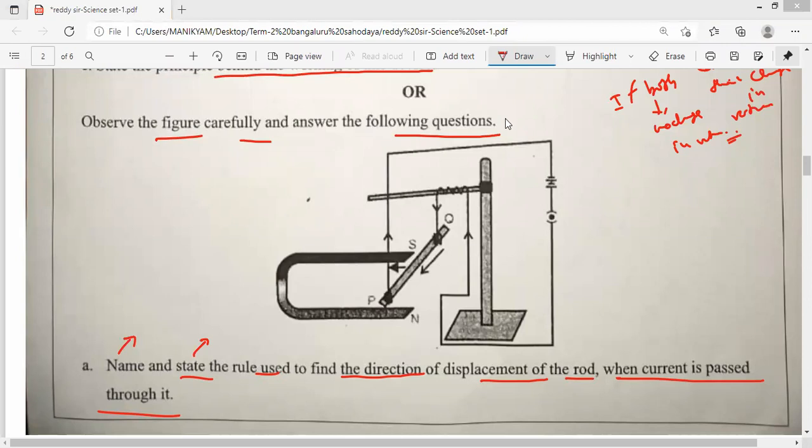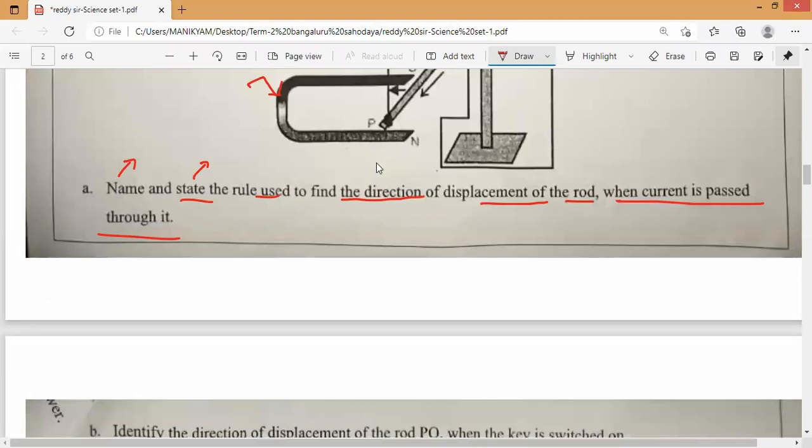A current carrying conductor is kept in a magnetic field. The force is exerted on the current carrying conductor when it is placed in a magnetic field. This is the activity we also did. Yes, with the help of Pranav, I have taught you in offline class. So there, what is the rule we are using, guys, in this activity? To identify the displacement.